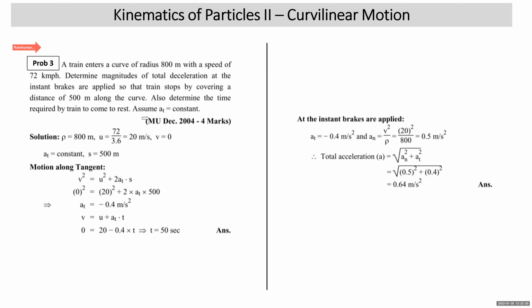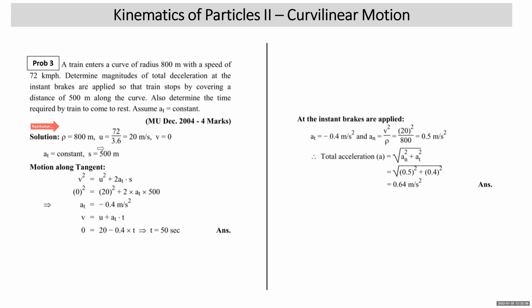Assume AT is constant. Again, students, if AT is constant, you can again use equations of rectilinear motion along the tangent. Let's see what it is. Radius of curvature is 800 meters. Initial velocity is 72 upon 3.6, that is 20 meter per second. Final velocity is 0.